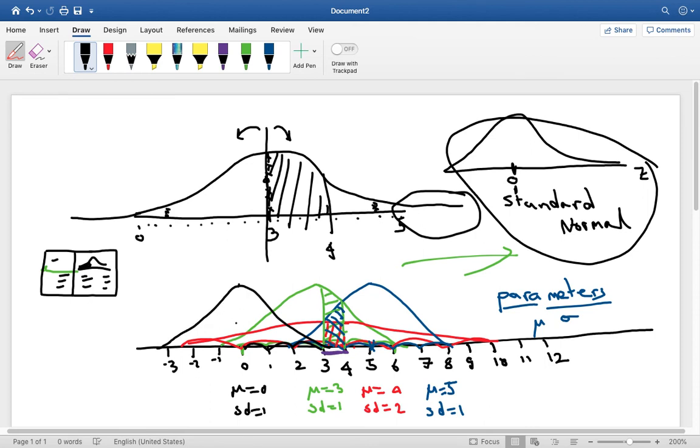Anything you want to calculate for this curve, any probability, any area under the curve, you can calculate using the manual that Gauss came up with, which is right here. So how's that useful to us?